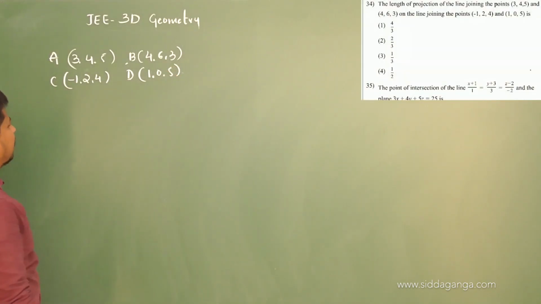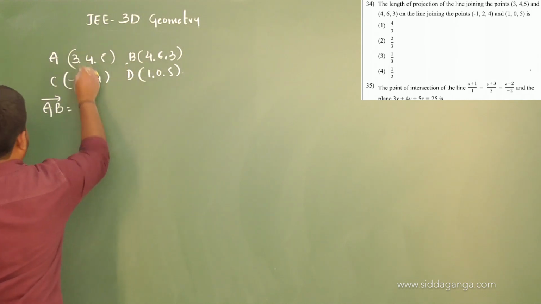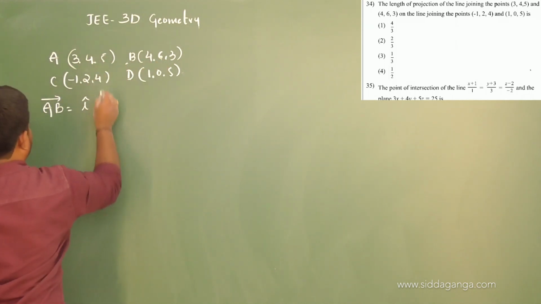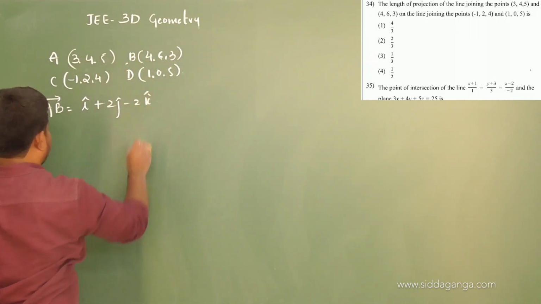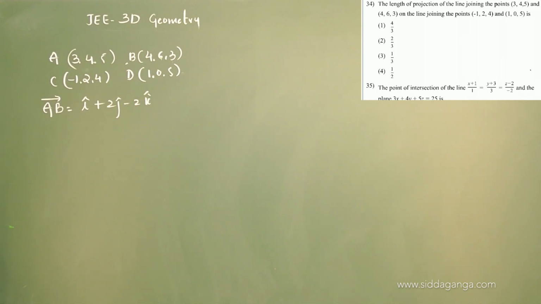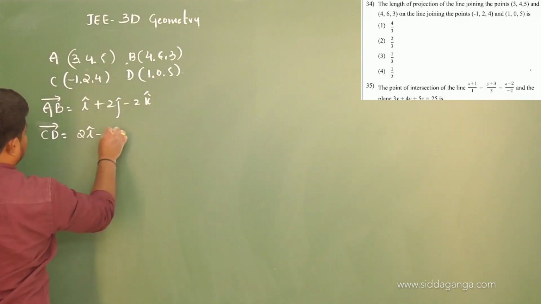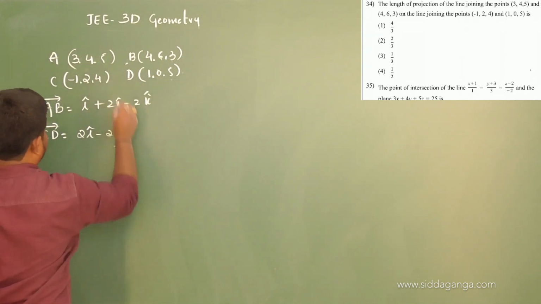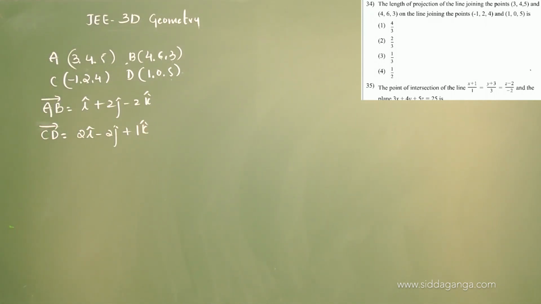Let me find vectors AB and CD. The ratios of line AB: 4 minus 3, 6 minus 4, 3 minus 5. So line AB will have the ratios 1, 2, minus 2. In CD: 1 minus minus 1, 0 minus 2 and 5 minus 4. So now CD will have the ratios 2, minus 2, 1.